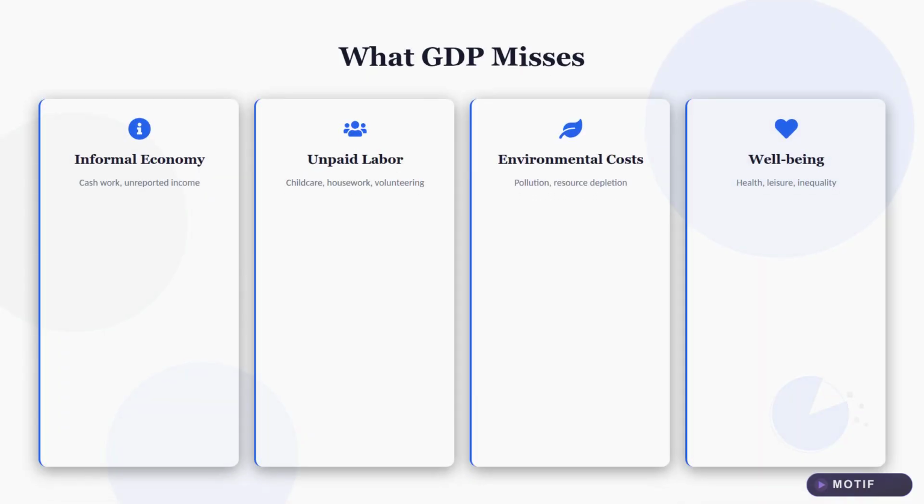GDP is a powerful measure, but it has well-known blind spots. The informal economy, including cash transactions and unreported work, is largely invisible. Unpaid labor, such as childcare and housework, contributes enormous value but is not counted. Environmental degradation is ignored entirely. A factory that pollutes a river while producing goods adds to GDP without any subtraction. And GDP says nothing about how income is distributed or whether citizens are healthy and satisfied.